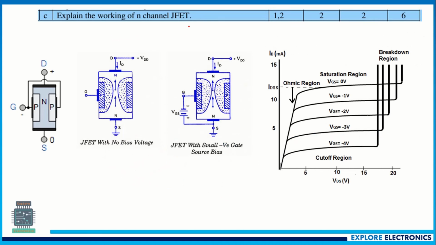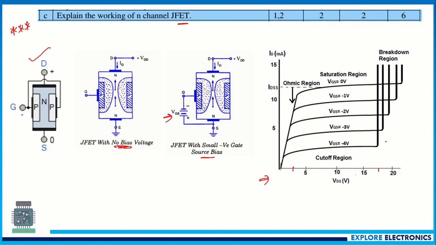Explain the working of N-channel JFET. This question was asked in the previous question paper also, the model paper set 1. You can write the general circuit, then write it with no bias and also with bias condition, that is, when VGS is applied. And you need to explain the characteristics, what happens when VDS is increased from this point to this point.